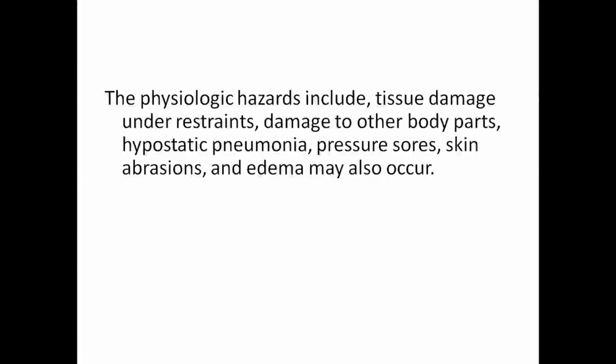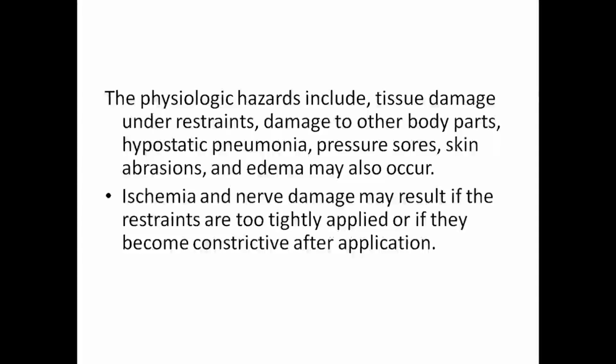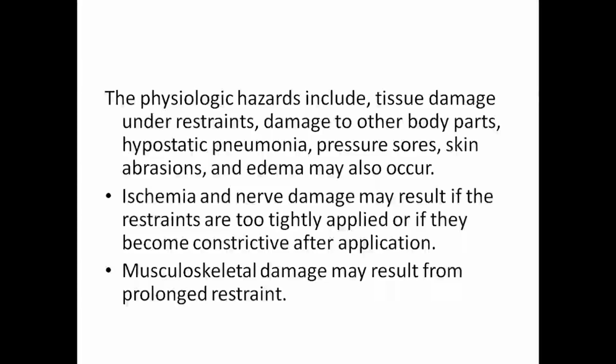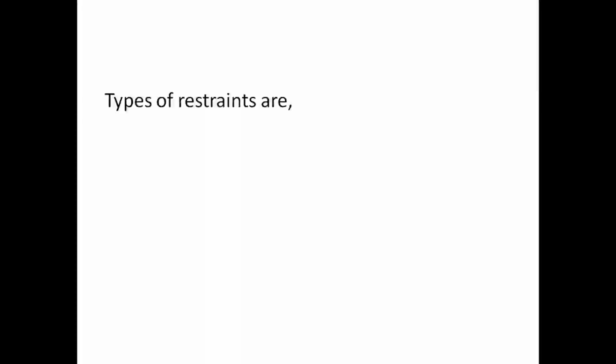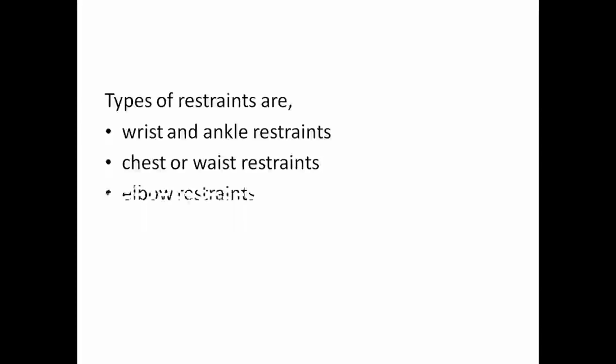The physiological hazards include tissue damage under restraints, damage to other body parts, hypostatic pneumonia, pressure sores, skin abrasions, and edema may also occur. Ischemia and nerve damage may result if the restraints are too tightly applied or if they become constrictive after application. Musculoskeletal damage may result from prolonged restraint. Types of restraints are wrist and ankle restraint, chest or waist restraint, elbow restraint, mitt restraints, body restraints.